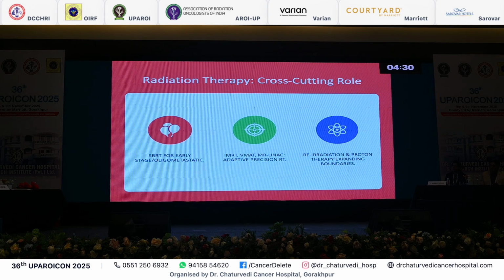If there is an oligometastasis, one or two sites, I'll give SBRT to both the sites. The SABR-COMET trial has shown that if we treat not only the primary but even the metastatic sites, the response rates are better. So why don't we go for it? So we have that management. Different treatment techniques like IMRT, VMAT, MR-Linac, all these have kept evolving.